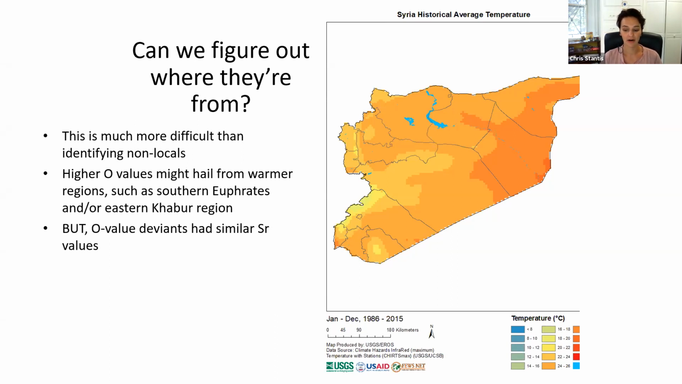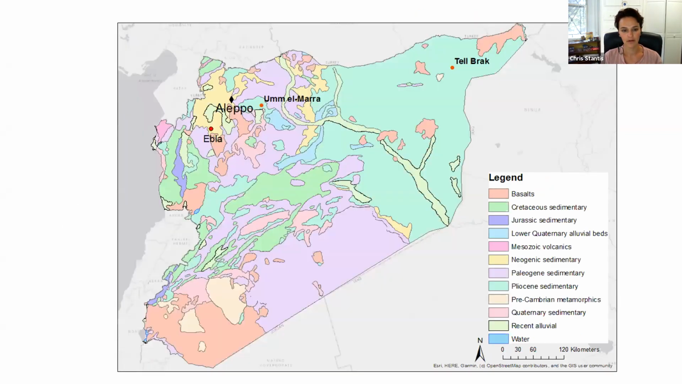Those individuals who had higher oxygen values might hail from warmer regions, such as the southern Euphrates or the eastern Khabar region. But all oxygen deviants also had similar strontium values, and the eastern Khabar and the southern Euphrates are on a largely different underlying geology with published strontium ratios of different values. So it might be easier to eliminate those wider ranges and look elsewhere. This is the nature of isotopic analysis. We never get a postcode, but we do get solid clues about people's childhood residences.